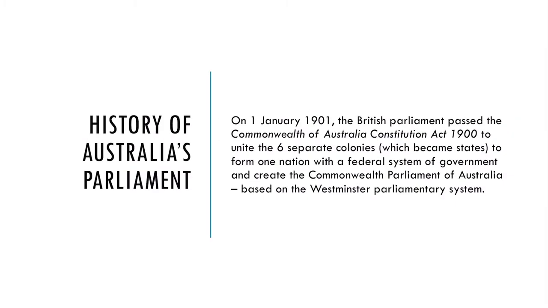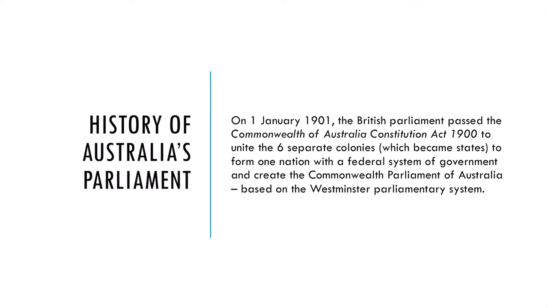For over 100 years now, we've actually been a federation as opposed to a British colony. This was put into law on the 1st of January 1901, where the British Parliament passed the Commonwealth of Australia Constitution Act, which united the 6 previously separate colonies, which became states, to form one nation with a federal system of government. And this is based on the Westminster parliamentary system, which is one of the concepts we looked at in Lesson 1.